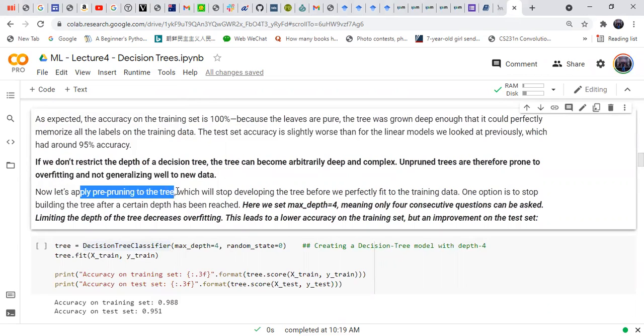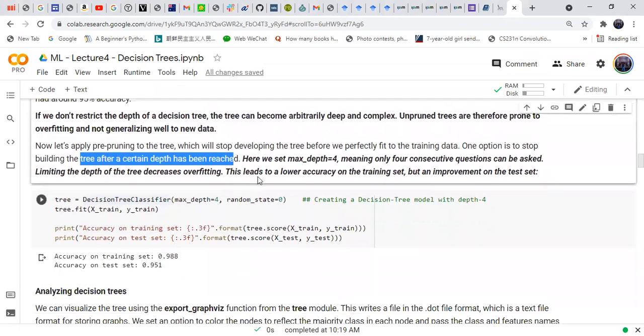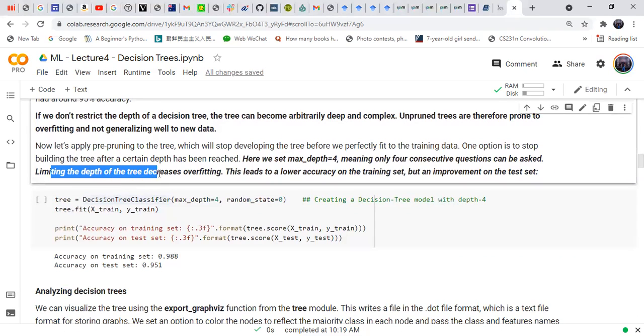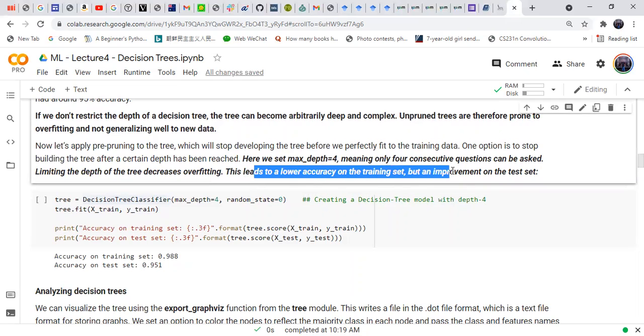Now let's apply pre-pruning to the tree, which will stop developing the tree before we perfectly fit it to the training data. One option is to stop building the tree after a certain depth has been reached. Here we set max_depth equal to 4, meaning that only 4 consecutive questions can be asked. Limiting the depth of the tree decreases overfitting. This leads to lower accuracy on the training set, but improved accuracy on the test set.